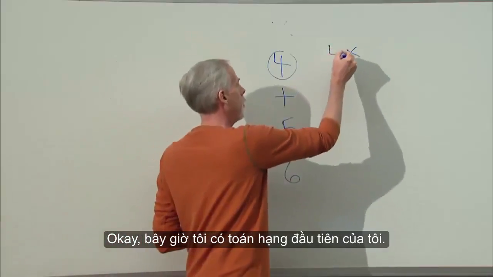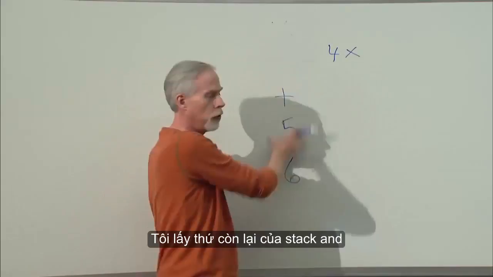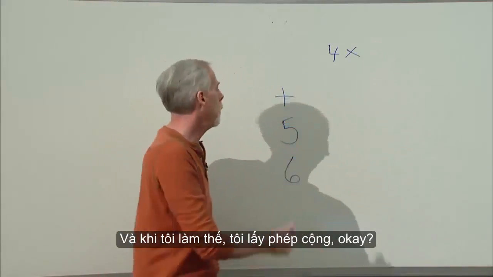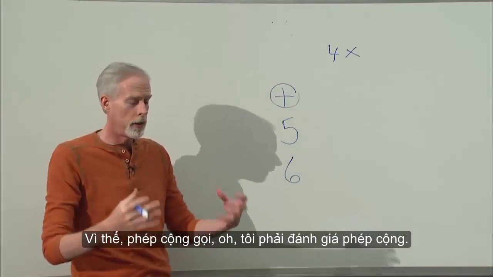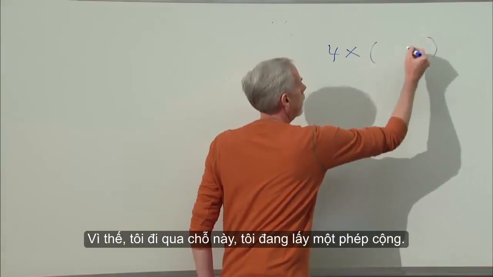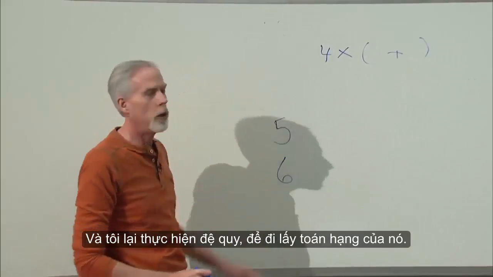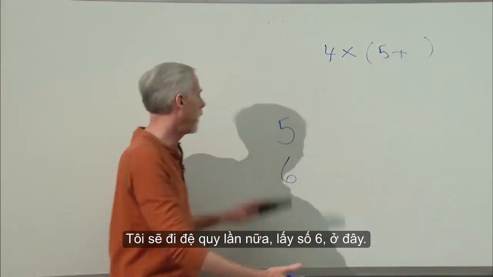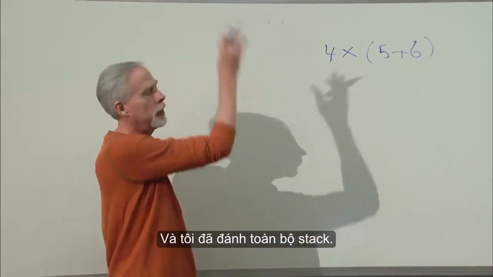Okay? So now I have my first operand. Now I take the rest of the stack and evaluate it to get the second one. And when I do that, I get plus. Okay? So plus says, oh, I have to evaluate plus. It needs operands. So I come over here. I'm getting a plus. And I got to go recursive again to go get its operands. I get the 5. That's good. I'm going to go recursive again, get the 6 over here. And I've evaluated the whole stack.